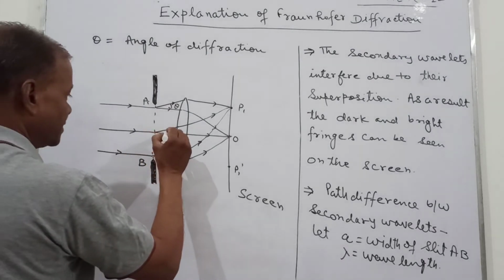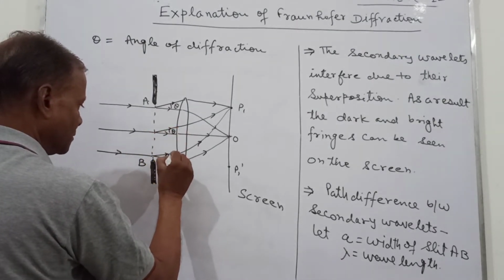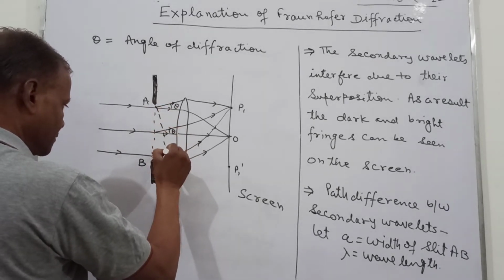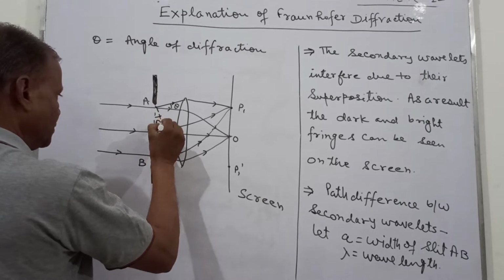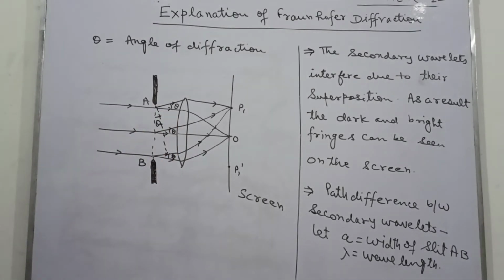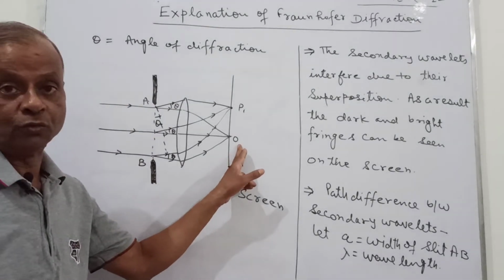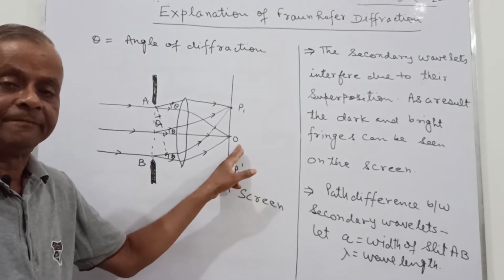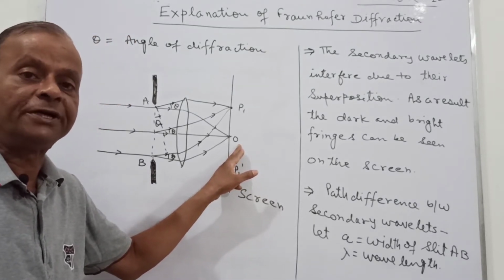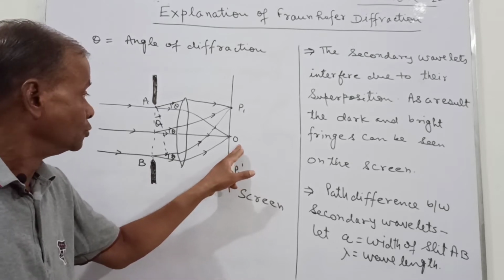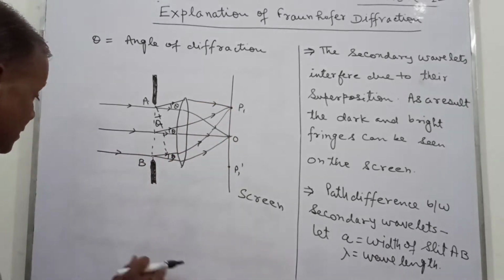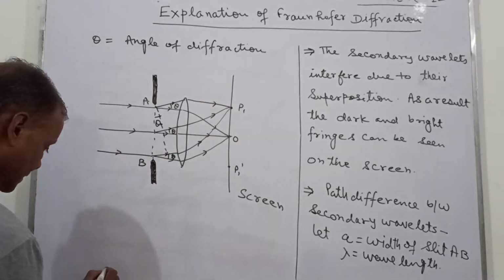As these are diffracted at angle theta, they will have a path difference. This angle is also theta. Now you can see that at the point O, which is the central point, all the waves interfere in the same phase. So this point is always bright. This is the bright fringe, and I can show you this here.